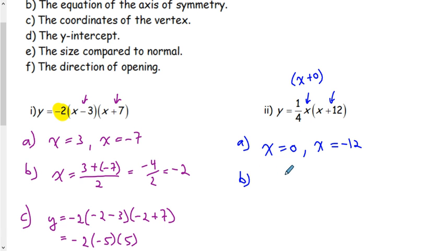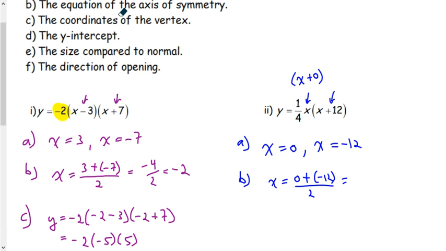Okay, B was my axis of symmetry. Let's take the average of these two. My axis of symmetry is going to be 0 plus negative 12 divided by 2. That's negative 6 divided by 2, which is negative 3. So my axis of symmetry is at negative 3. Oh, sorry, no, I already did the division. That's a mistake.